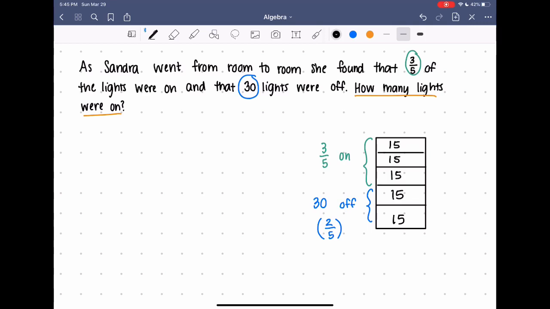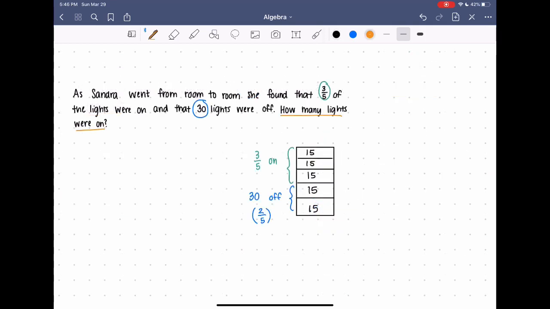There are a lot of lights in this house. So it's important to think back about what the question was actually asking us. They were asking how many lights are on. That's actually this part up here. It's not the whole amount of lights. We're solving for how many lights were on. So if I know that 30 were off and each block has 15, I'm going to have to do 15 times 3, and I would get the answer that 45 lights are on.